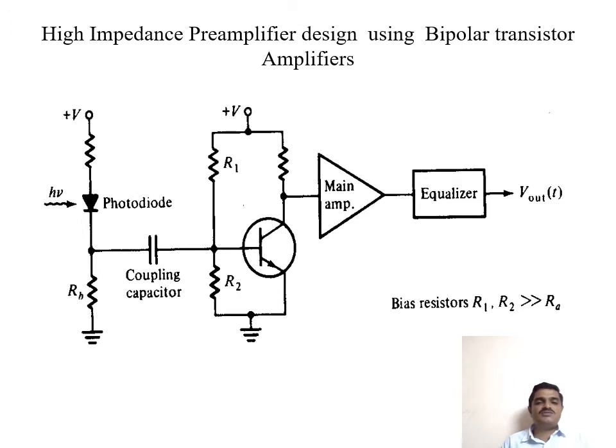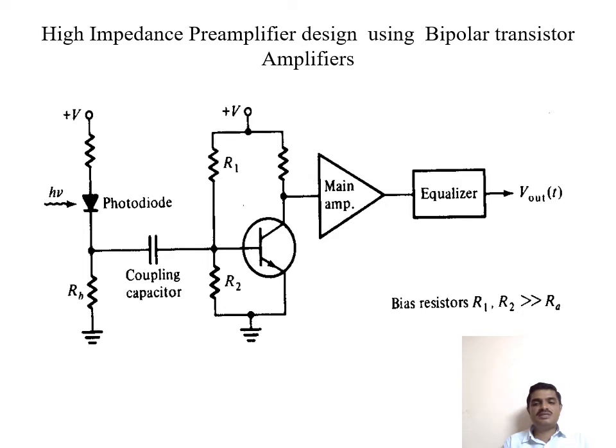This is the structure of the high impedance preamplifier design using a bipolar transistor amplifier. It consists of the bipolar transistor, and this is our bias, the voltage divider bias. It consists of base, emitter and collector. The main amplifier is connected over here, followed by the equalizer.